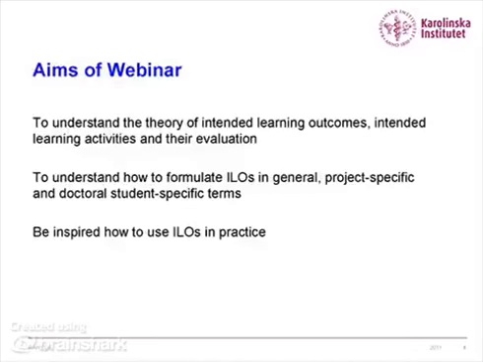Secondly, we'll go through the more practical basis of how to formulate ILOs at 3 different levels, either in general terms for a project or specifically for an individual who's been recruited to a PhD education. And lastly, there'll be a few slides to show how to use ILOs in practice.